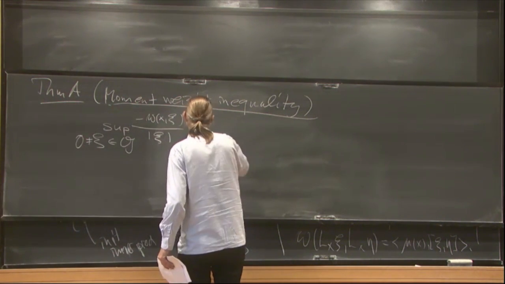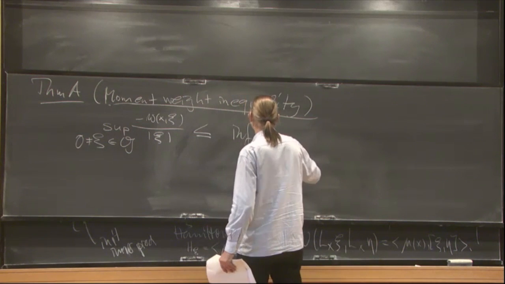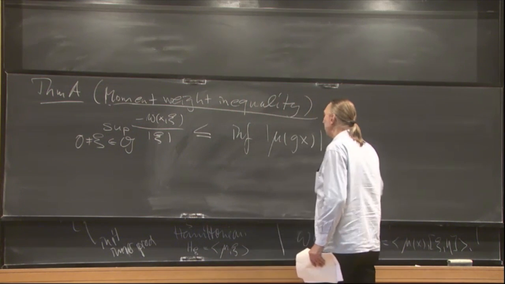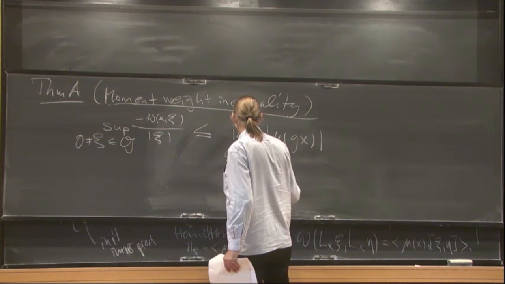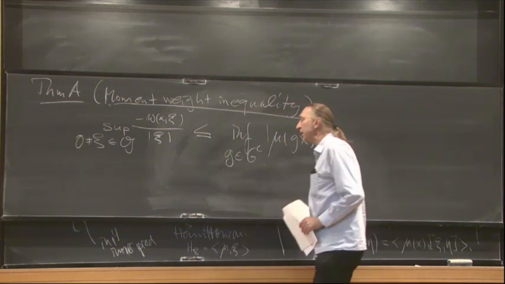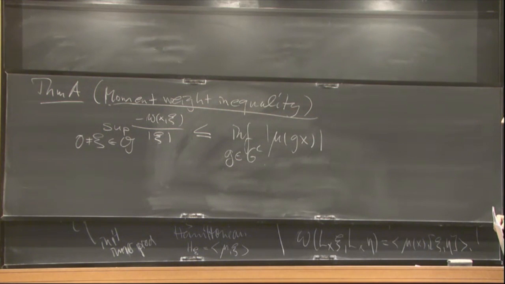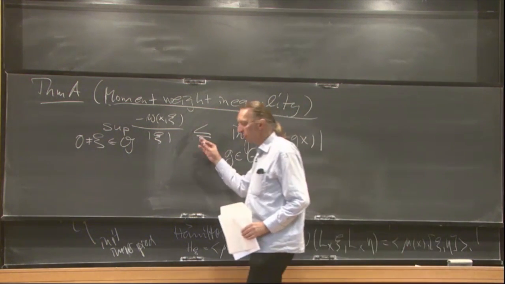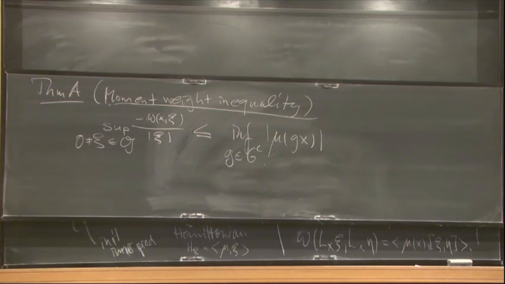It's less than or equal to the infimum of the moment map of gx, norm of it, over all elements in gc. And that, for me, that's sort of the heart to understand. It was the key point to understand geometric invariant theory from this differential geometric viewpoint, and I've struggled a long time to understand this inequality.